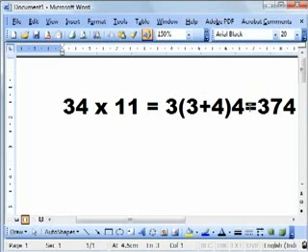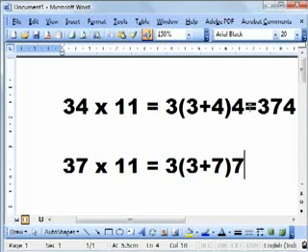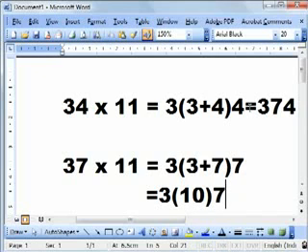Let's take another example. Say 37 multiplied by 11. So here I have to put the first and last numbers. So what will be this middle number? It's 3 plus 7. Here we got 3, 10 and 7, and everybody knows that 37 multiplied by 11 should not be 3000, starting with 3000. So what's going on here?